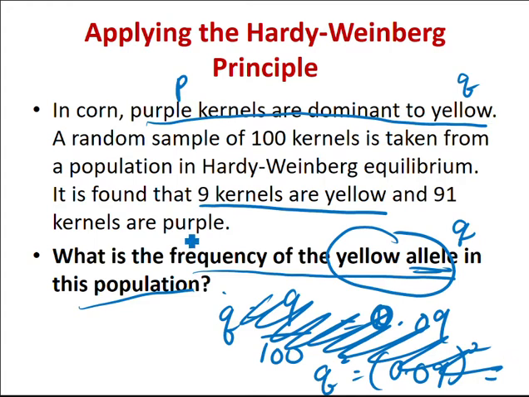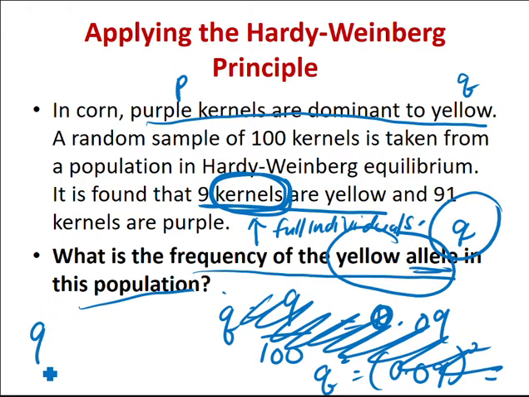Sorry, this is wrong actually. Tengok ada buat careless mistake. So you could be making the same mistake as well. When you said 9 kernels, this is full individuals. Okay, maksudnya 9 kernels ada 2 alleles. So what you have to find is Q. So actually Q squared is 9 over 100.